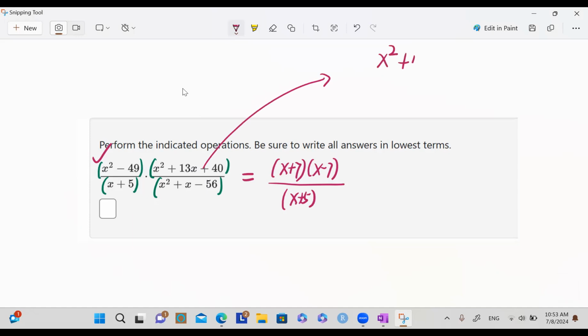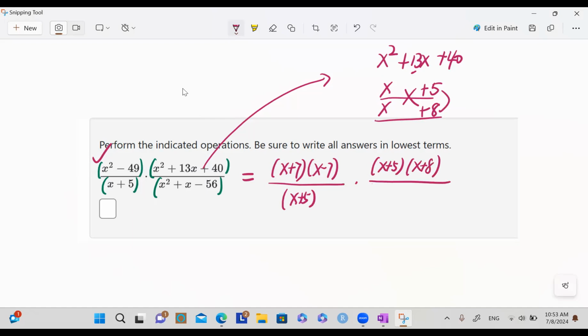x squared plus 13x plus 40. One more time, break down x squared as x and x, and break down 40 into 5 and 8, all positive. When we add them, we get positive 13. So the two factors will be x plus 5 and x plus 8.